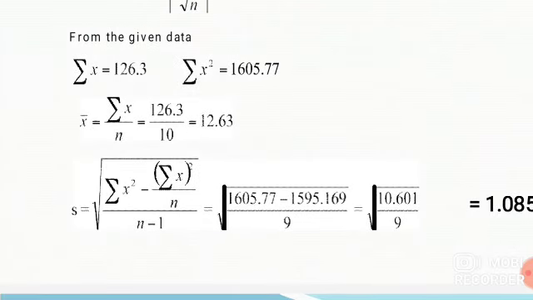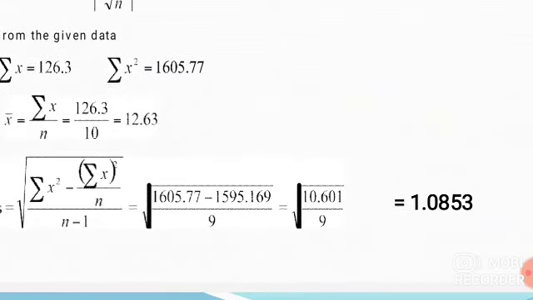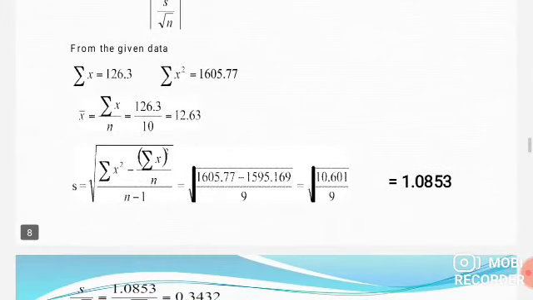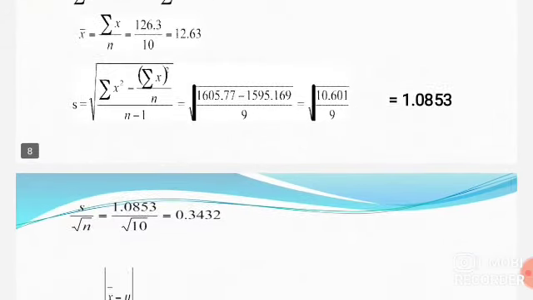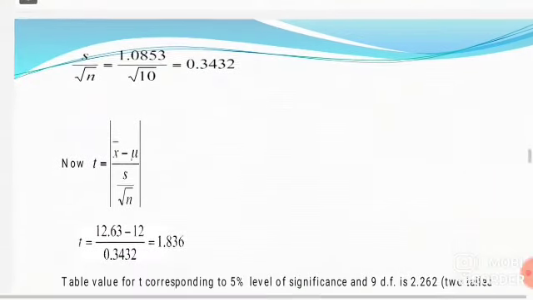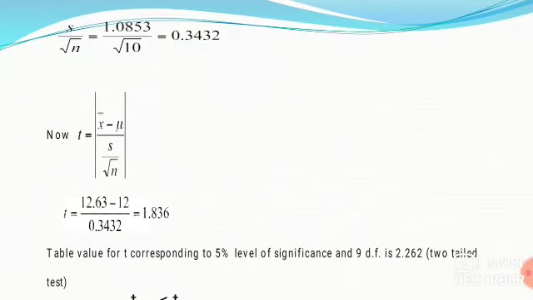Then we use the formula of s, which means standard deviation. So we find 1.0853. This is the standard deviation of the sample. Now the standard error, s upon under root n, equal to 1.0853 divided by under root 10. Then we calculate and we find 0.3432.